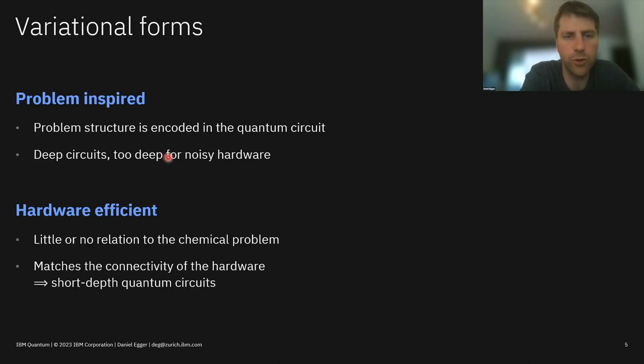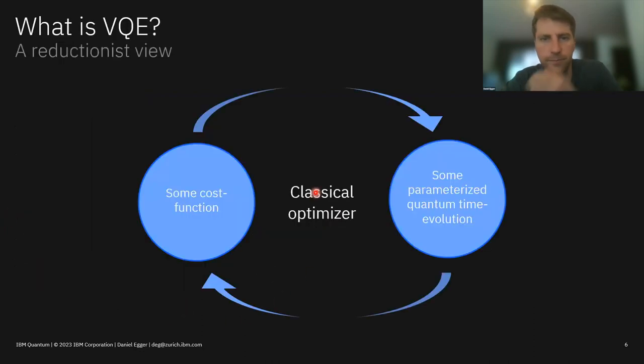Another approach that exists is the hardware efficient ansätze. This is a variational form that can efficiently be run on the hardware in the sense that it doesn't have too many gates. It has a topology between the gates that matches the limited qubit connectivity that we have. While you abandon some aspects of the problem, not all but some of them, this does lead to shorter quantum circuits. In this presentation, when I talk about the pulse VQE, I will be talking about this type of hardware efficient ansatz.